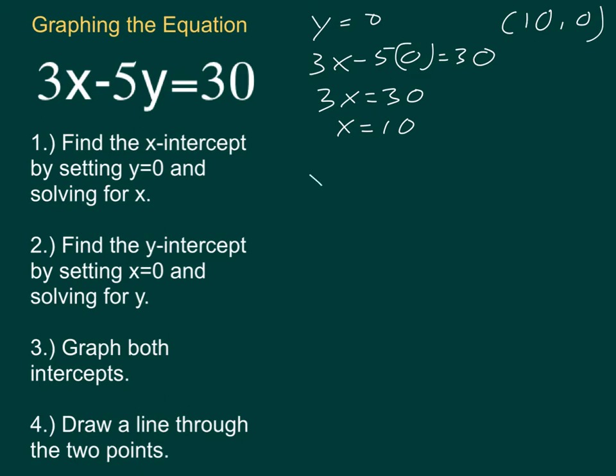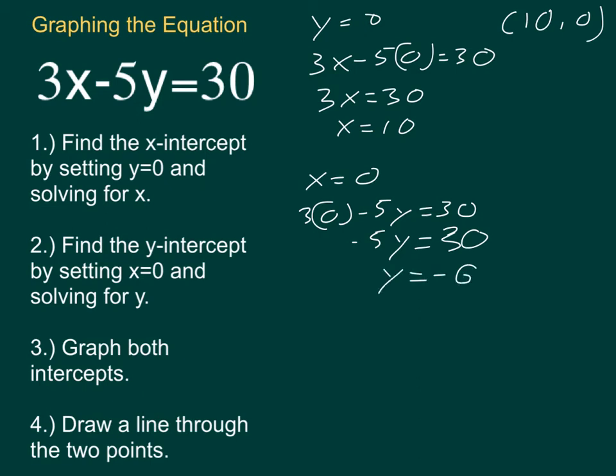Step 2 is to find the y-intercept. We're going to do the same process, but we're going to have x equals 0 here. When x equals 0, I'm doing 3 times 0 minus 5y equals 30. Now 3 times 0, just like the 5 times 0 before, disappears, but that negative has to stay with me. Negative 5y equals 30. Then dividing by negative 5, I get y equals negative 6.